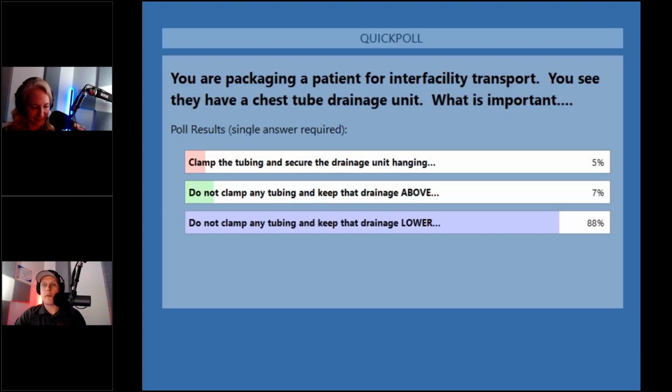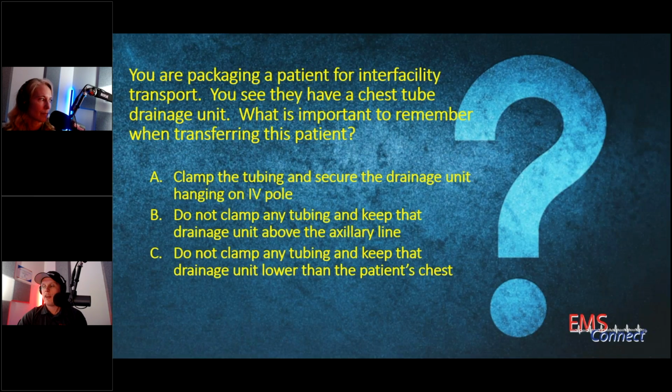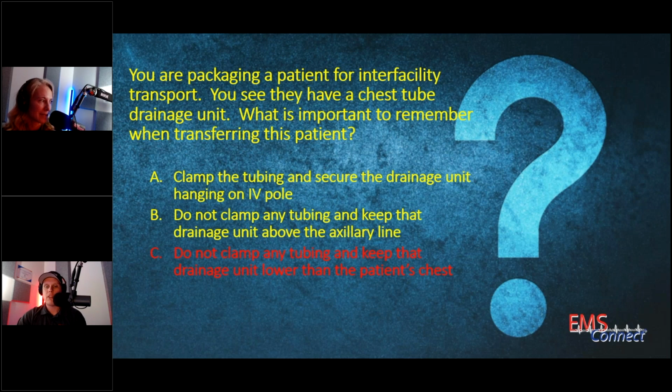All right, so here's what we got. 5% of people said clamp the tubing and secure the drainage unit hanging from the IV pole. 7% want do not clamp any tubing and keep the drainage unit above. And then we got 88% with do not clamp any tubing and keep the drainage unit lower. So obviously the right answer is do not clamp any tubing, and keep the drainage unit lower than the patient's chest. I say obviously, I really didn't know this, but it's obvious now that we have it in red. Absolutely, that's the obvious part, it's in red.